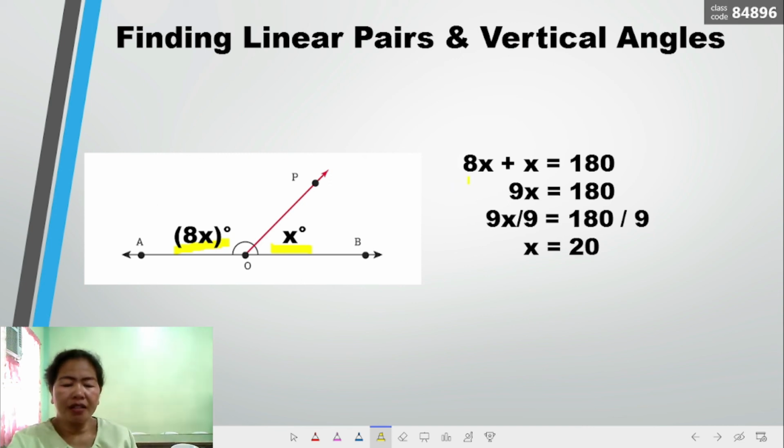Since 8x and angle x represent a linear pair, the linear pair postulate states that if two angles form a linear pair, then they are supplementary. Therefore, 8x plus angle x is equal to 180 because the measure of supplementary angles is 180 degrees.